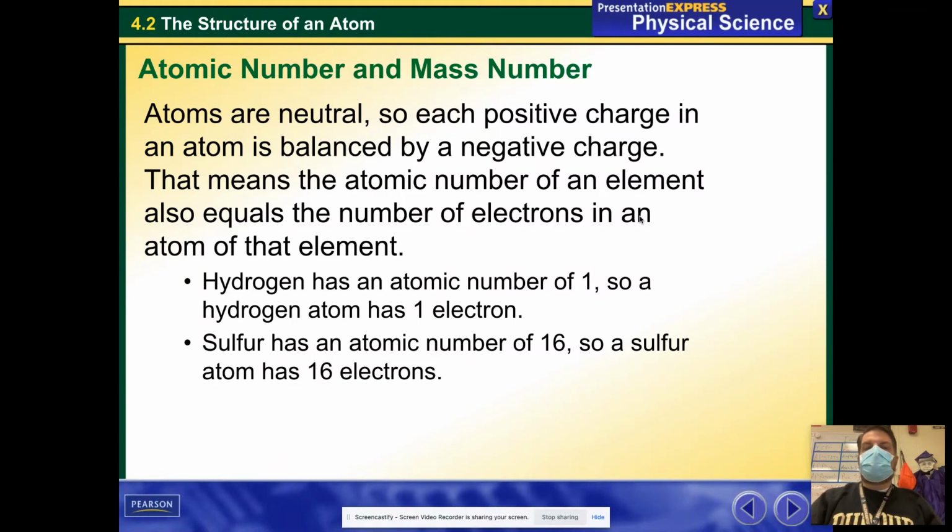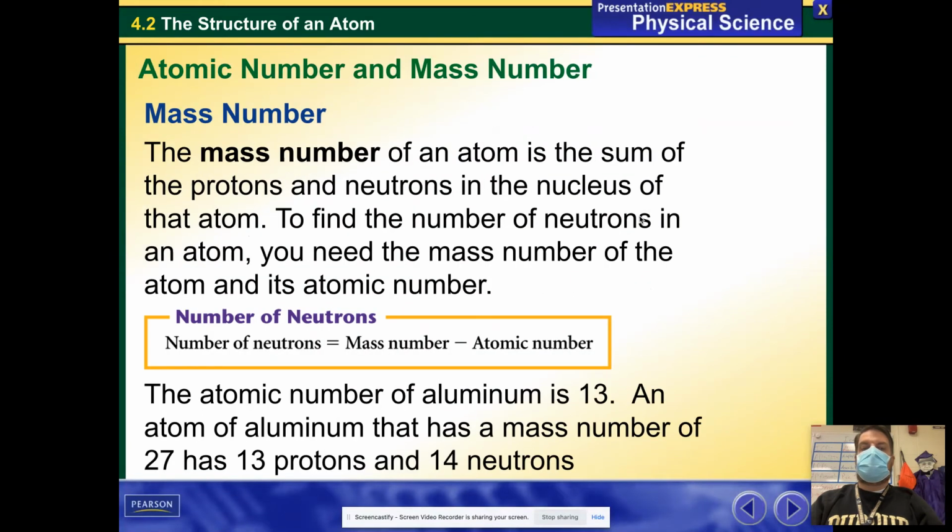Atoms are neutral, so each positive charge in the atom is balanced by a negative charge. In other words, if you have 16 protons, you probably have 16 electrons. If you don't, there's some wonky business going on. Hydrogen has atomic number 1, so it has 1 proton, therefore it also has 1 electron. Sulfur has an atomic number of 16, so that means it has 16 protons, which means it also has 16 electrons.